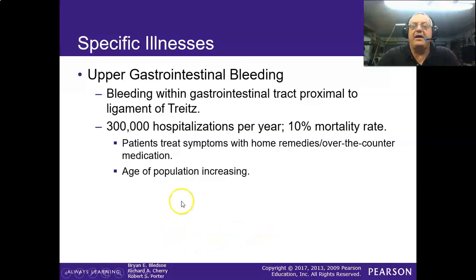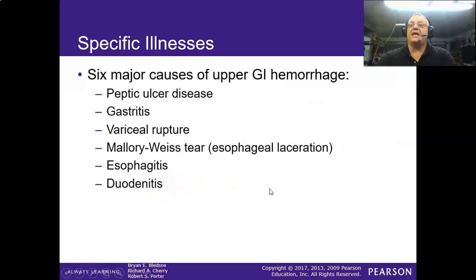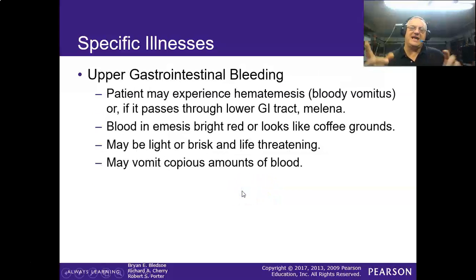Okay. Now, 300,000 hospitalizations, and by the way, these are the guys we get there that are vomiting red blood. And then they're usually trying to treat themselves with the over-the-counter medicines. These are your peptic ulcers, your gastritis, your variceal ruptures, the Mallory-Weiss tear, which is an esophageal laceration, if you have esophagitis or duodenitis, okay? So the ligament of Treitz is actually just a little bit lower. It kind of separates your duodenum from the jejunum, okay? So it's a little bit into the GI tract.